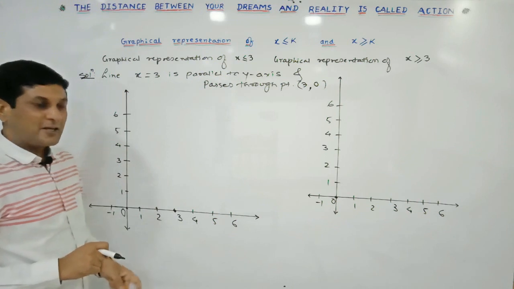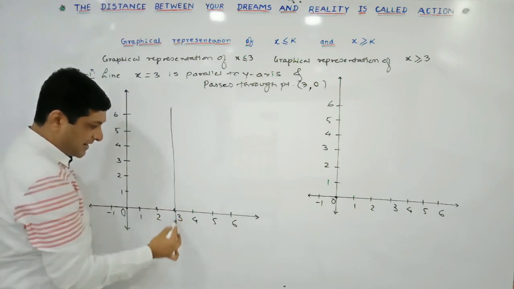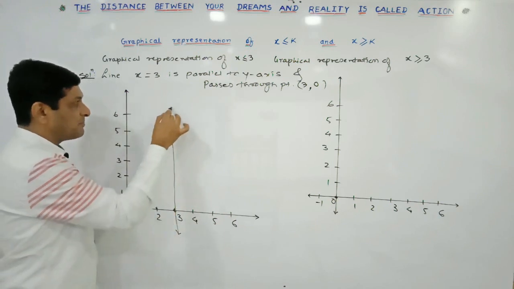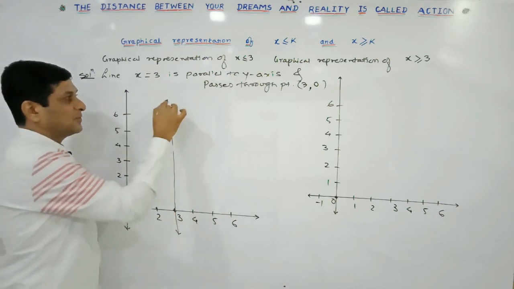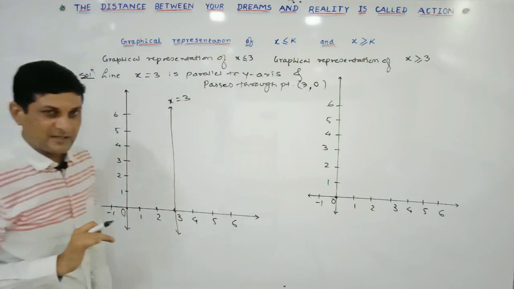So we have got the position of one point on this line, and it is already known to us that the line is parallel to the y axis and passes through this point. So this will be our required line, which passes through this point and is parallel to the y axis. What is the equation of the line here? x is equal to 3.